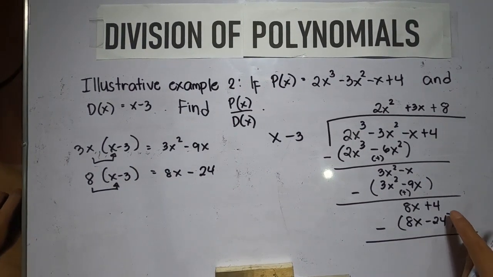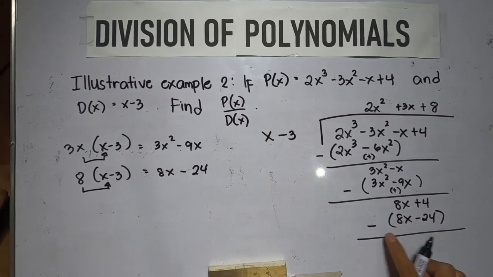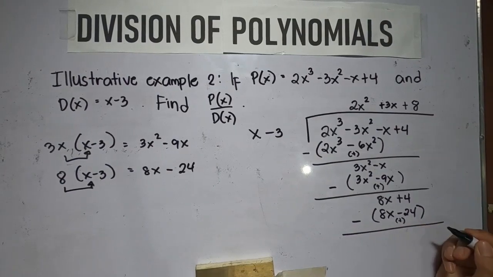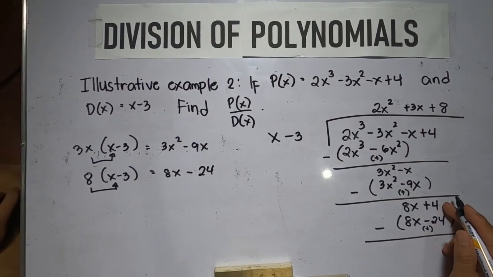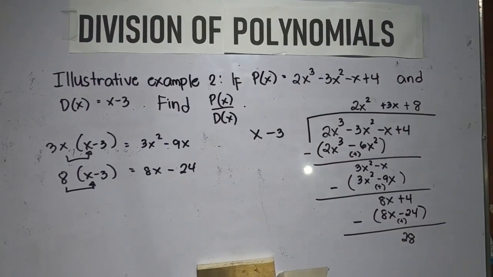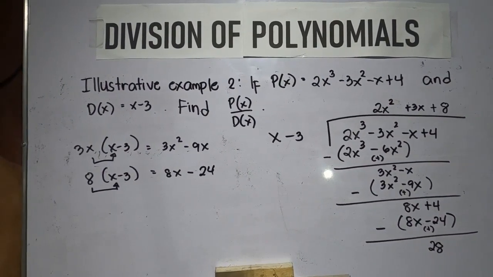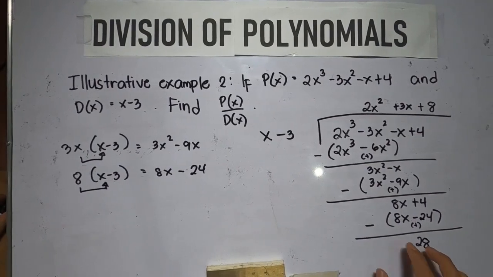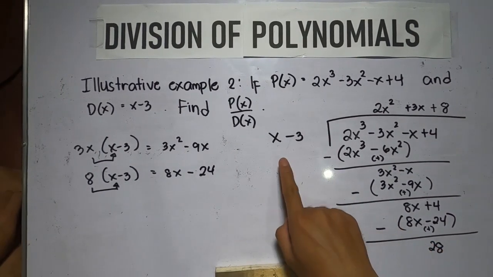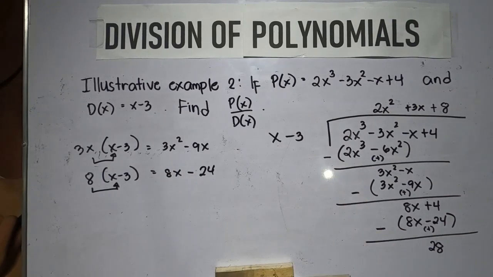Then, 4 minus negative 24, this will become positive. Then proceed to addition. That will become 4 plus 24, that is 28. Since the remainder has a degree 1 less than the divisor, we now stop at 28.